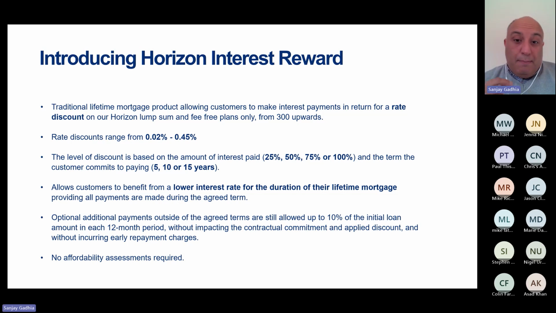Now, as long as your customer makes those payments of that percentage for that term of either 5, 10 or 15 years, as long as all payments are fulfilled, your customers are going to benefit from that lower interest rate for the duration of their lifetime mortgage. In addition, we will allow your customers to make those 10% overpayments that I mentioned previously during the term and thereafter. And it's up to 10% of the initial loan without incurring any early repayment charges.